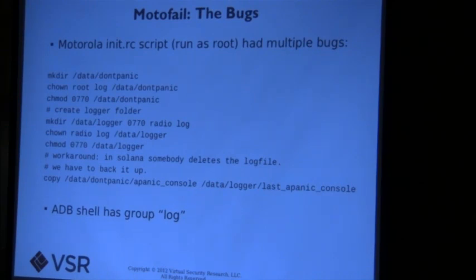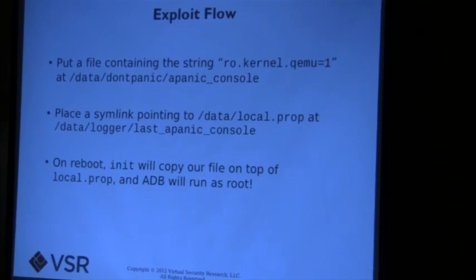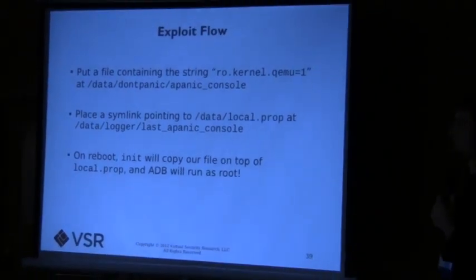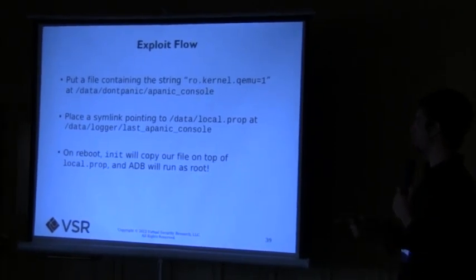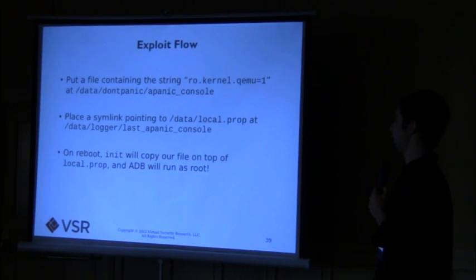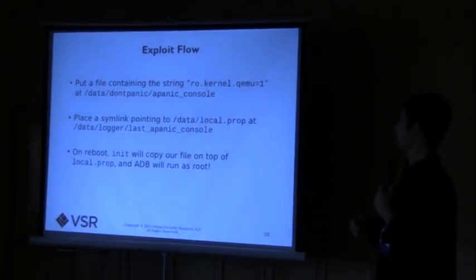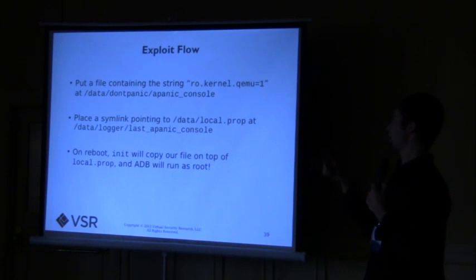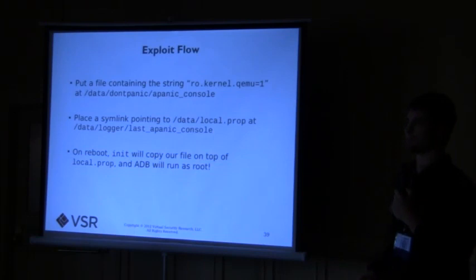Then they move a file from one directory to another within 2 directories that are writable by us. So what we can do here is put a file containing this ro.kernel.qemu equals 1 at the source of that copy, put a symbolic link pointing to that local.prop file at the destination of the copy, and then when we reboot the phone, the init process will copy our file on top of local.prop, and we'll have set that property, and the ADB shell will run as root.